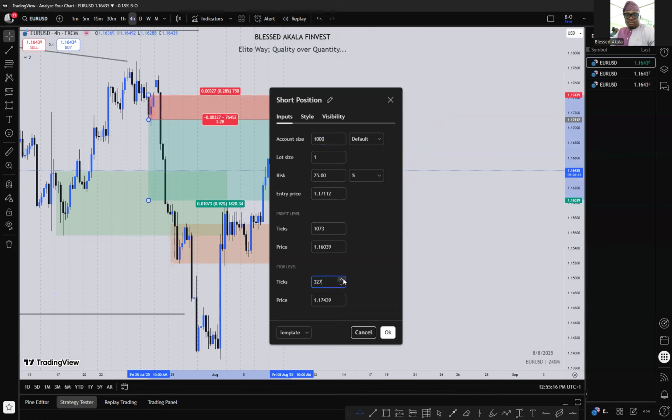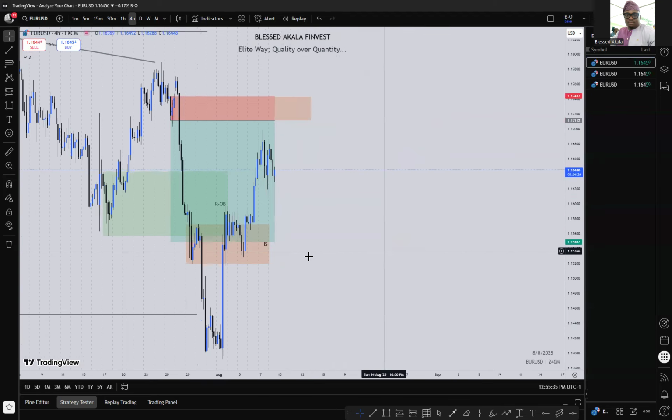32.5 pips, 32.5 times 5 gives us 162.5, and that will give us our proper 1 to 5 in the market.